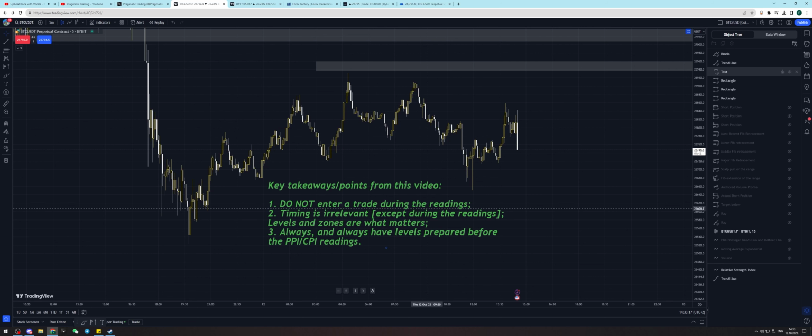Do not enter a trade during the readings. Timing is irrelevant except if we talk about the readings, it's obvious. And levels and zones are what matters. Always and always have levels prepared before the PPI and CPI readings.